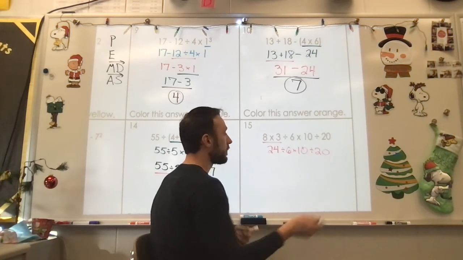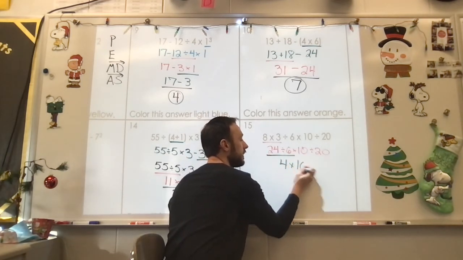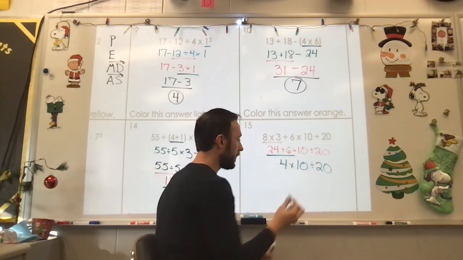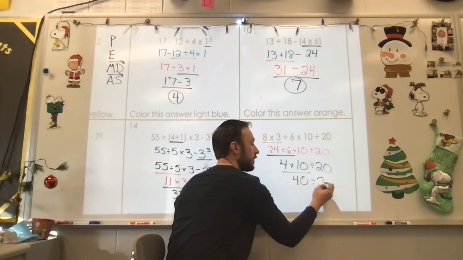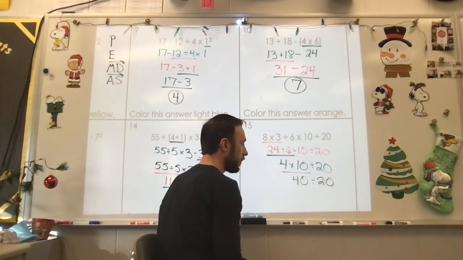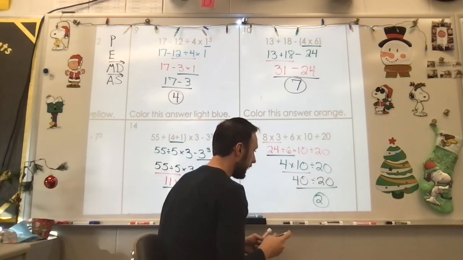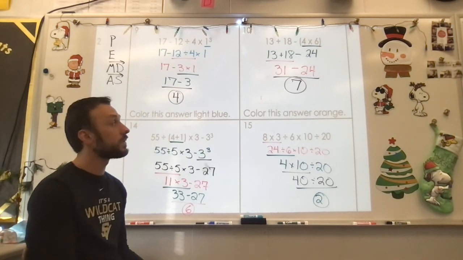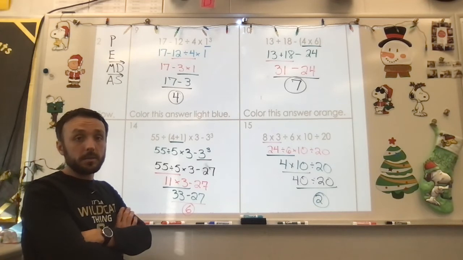I would then work from left to right again. 24 divided by 6 would be 4, times 10 divided by 20. I would then do 4 times 10 is 40, divided by 20. And 40 divided by 20 would give me an answer of 2. That's my answer. So make sure you copy down those 4 answers. Make sure you do the other 16 problems on here, please.